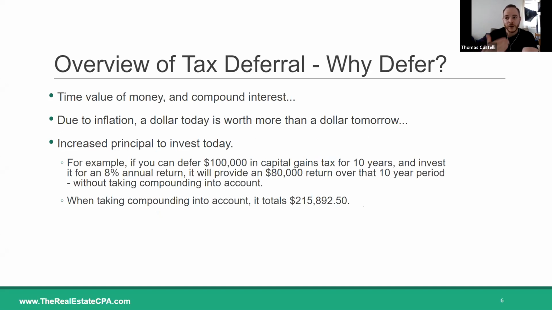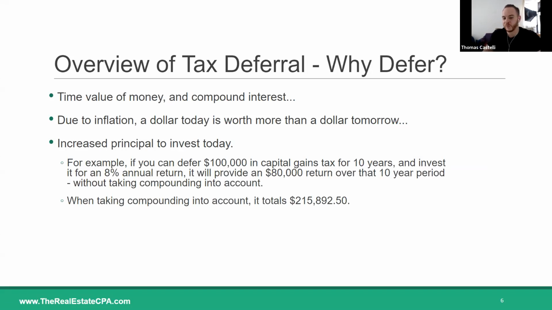So inflation normally goes up. Let's just make it easy and say it goes up 3% per year. The $1 you spend to pay off a debt today is worth more than $1 in the future used to pay it off. But more importantly, it really is about that compound interest and having more principal to invest today. So let's say, for example, you can defer $100,000 of capital gains tax for 10 years, meaning instead of paying $100,000 to the government today, you wait 10 years to pay that tax, and instead invest it for an annual return of 8%.